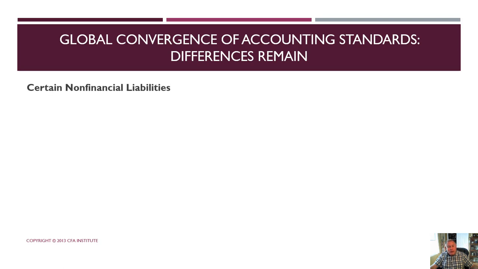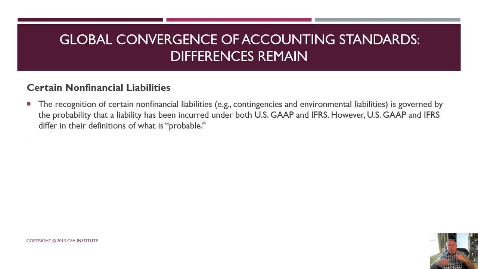Certain non-financial liabilities, and this comes in the recognition of certain non-financial liabilities or contingencies. We don't know what's going to happen. It is governed by the probability that a liability has been incurred under both GAAP and IFRS. However, the definition of what is probable is different. So if we come back and say, okay, probable, the first step, remember, is it possible? And if it's possible, is it probable? Because if it's not possible, then it's not probable.